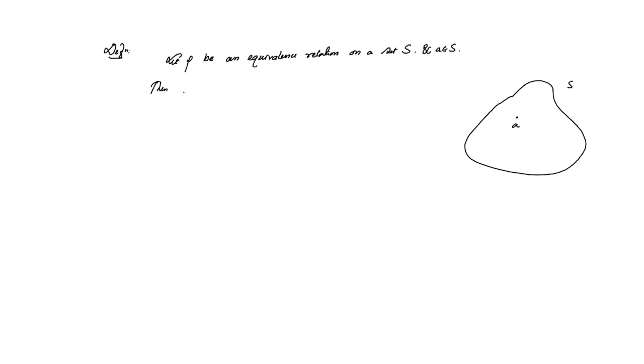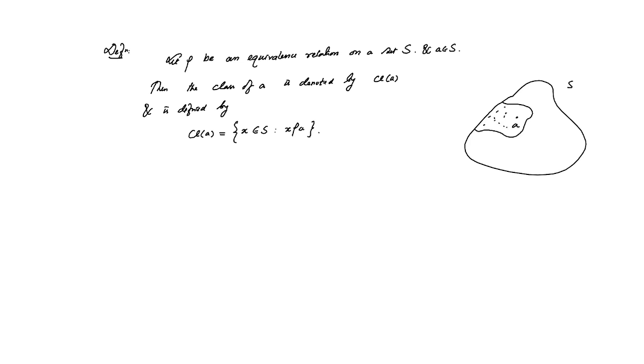Then the class of A, you can say the equivalence class, is denoted by CL A and is defined by: class A is basically a set which contains all those elements X belonging to S such that X is related to A. So here class of A basically contains all those elements X which are related to A.